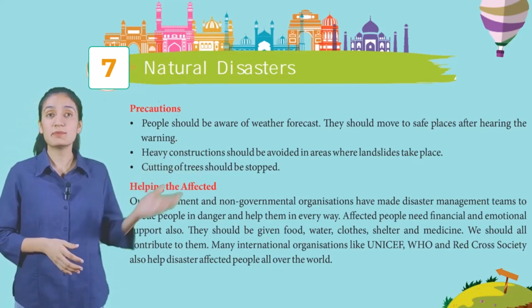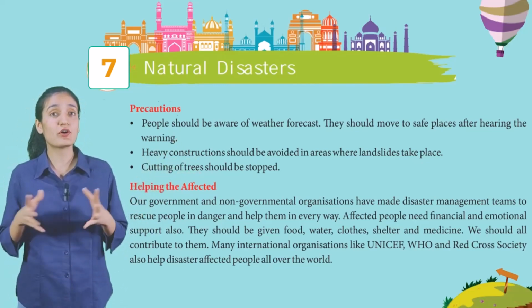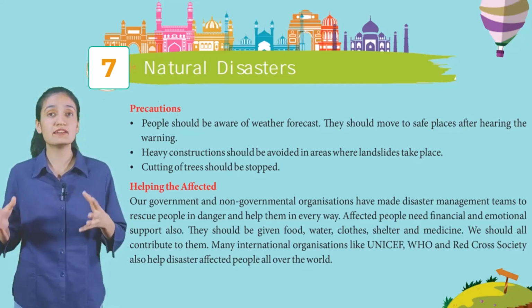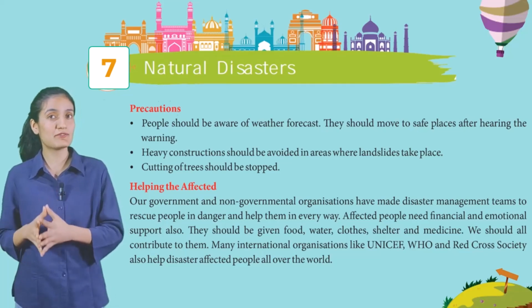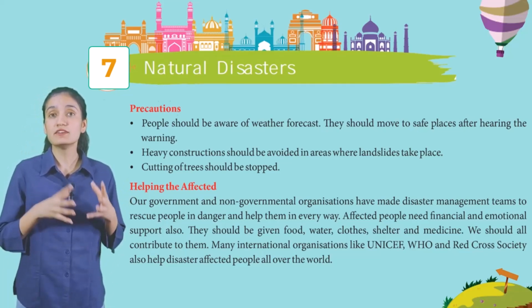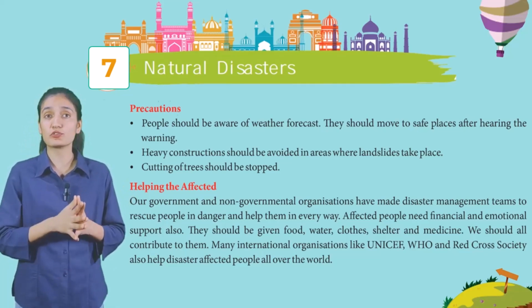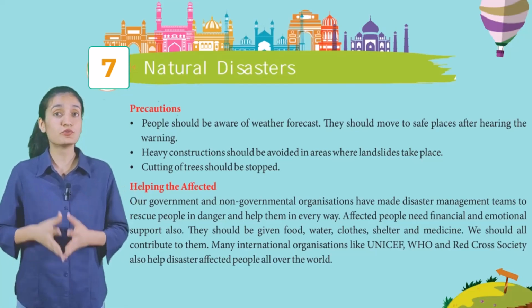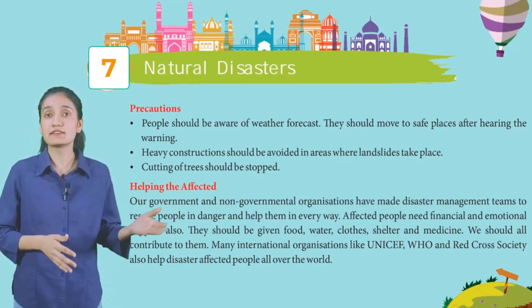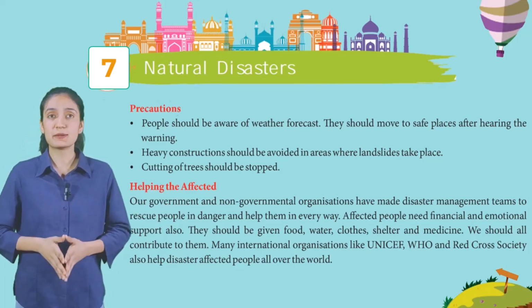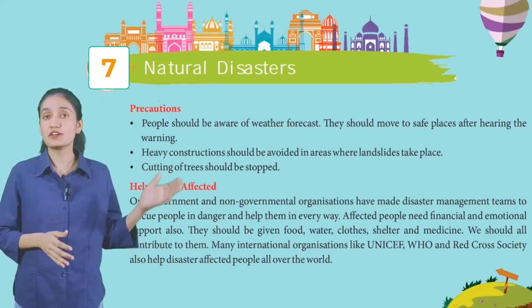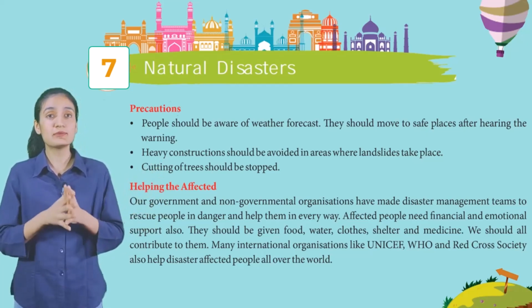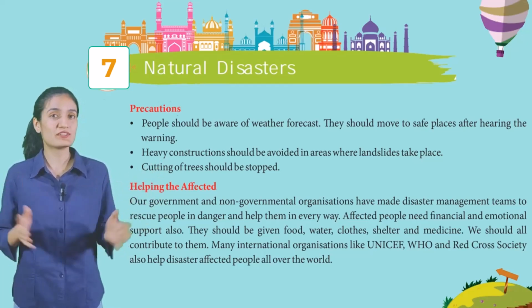Next is helping the affected. Our government and non-governmental organizations have made disaster management teams to rescue people in danger and help them in every way. Affected people need financial and emotional support also. They should be given food, water, clothes, shelter, and medicines. We should all contribute to them. Many international organizations like UNICEF, WHO, and Red Cross Society also help disaster affected people all over the world.